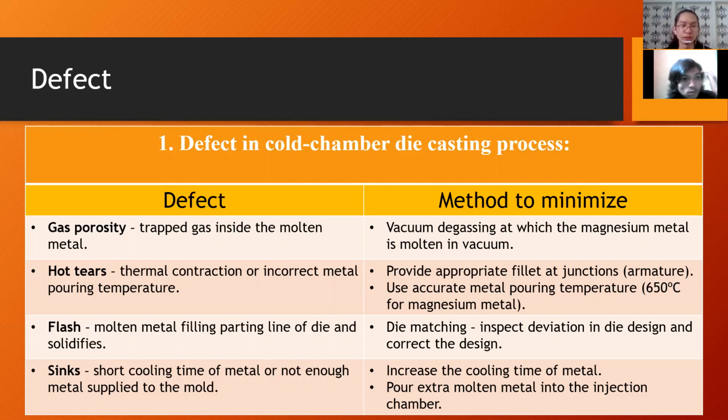Next, flash, which is caused by the molten metal filling the parting line of the die and solidifying. It can be minimized by die matching, in which we inspect the deviation in the die design and then correct the design.